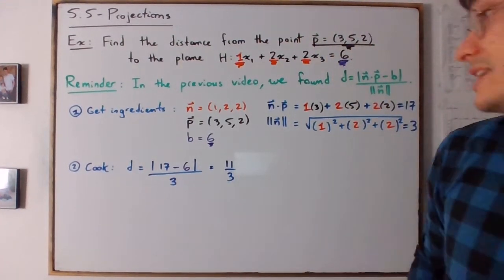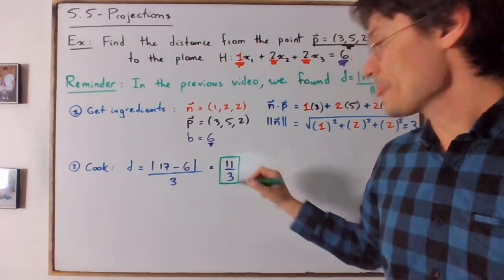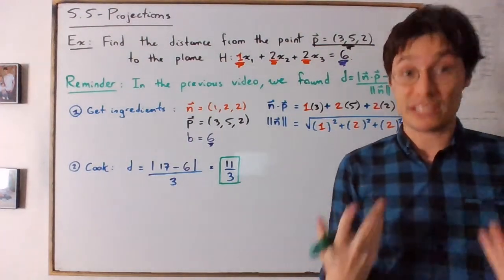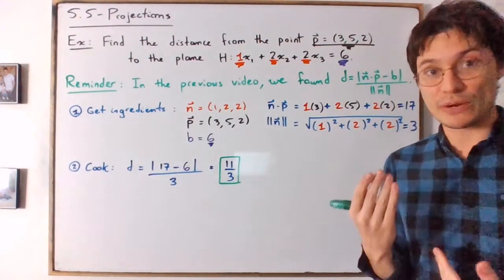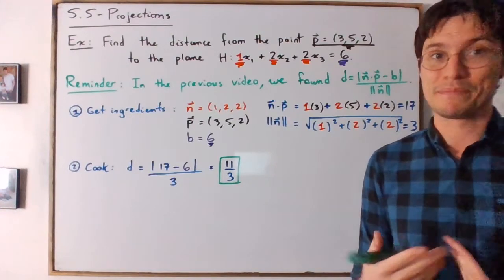So as you can see, you can do the problem very quickly if you remember that formula. But it's also good to remember the general case, right? Because with the general case, you can also find the point that is the closest to P.